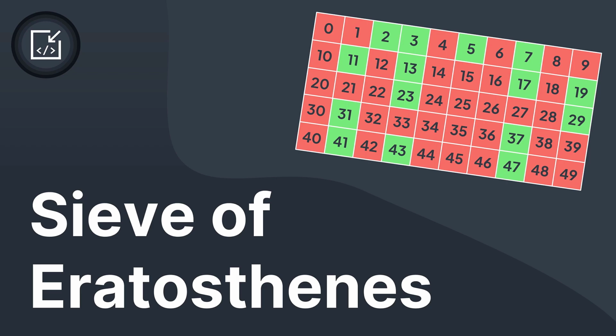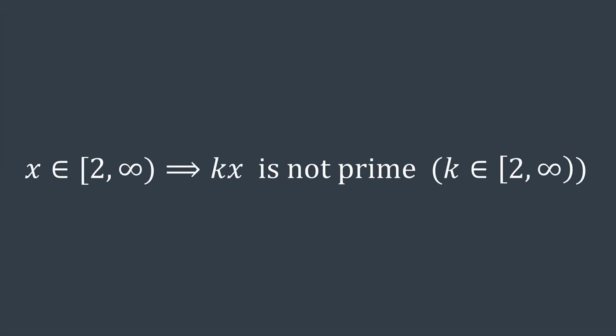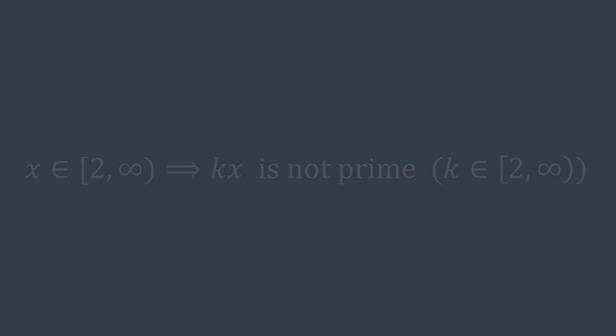The main idea is that if we have a natural number x greater than 1, then all multiples of x greater than it are not prime, because x is a factor of them. So we traverse all of them and set them to not prime. Then we move to the next number and we set all of its multiples to not prime, and so on. Let's see an example to better understand. We want to find all primes up to 50.